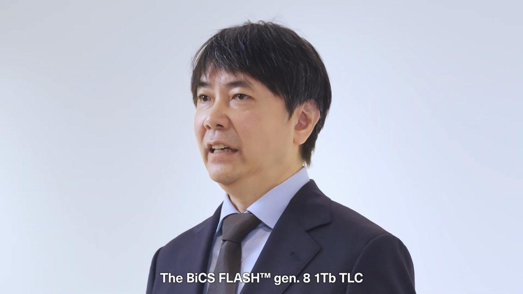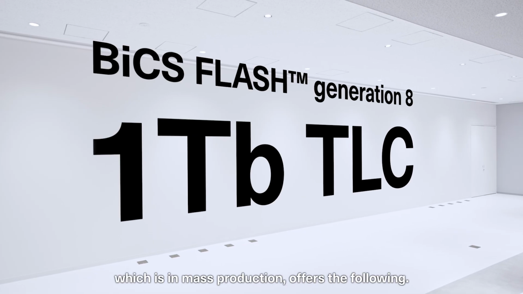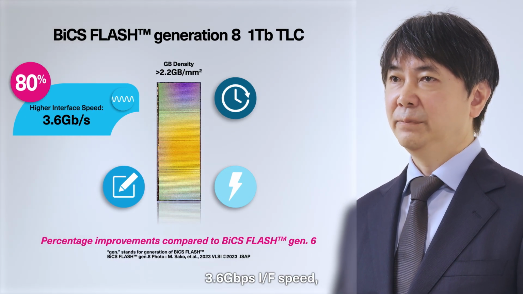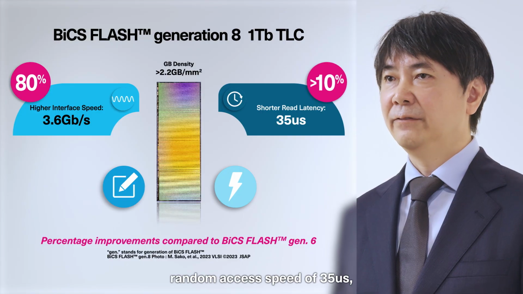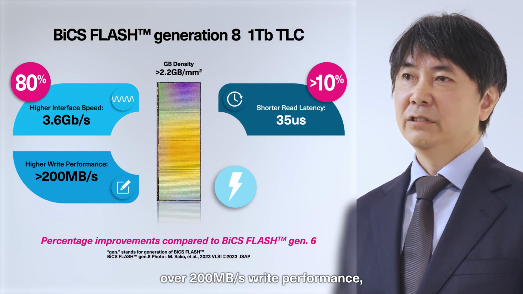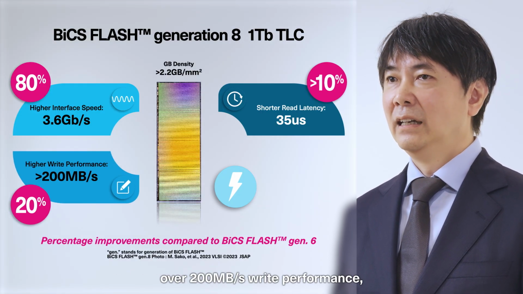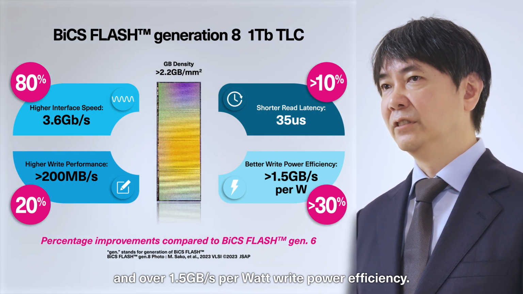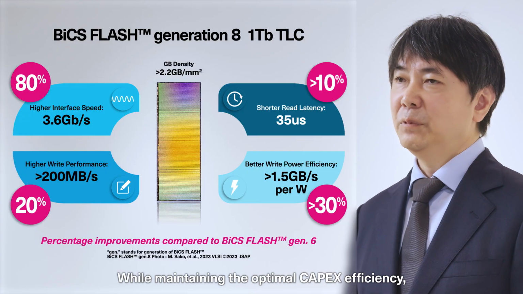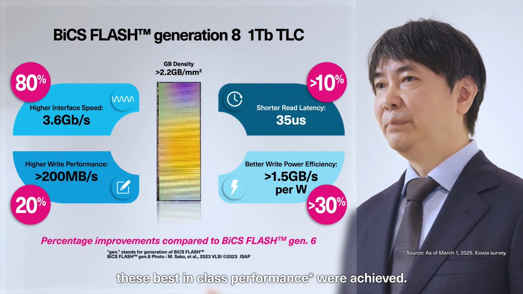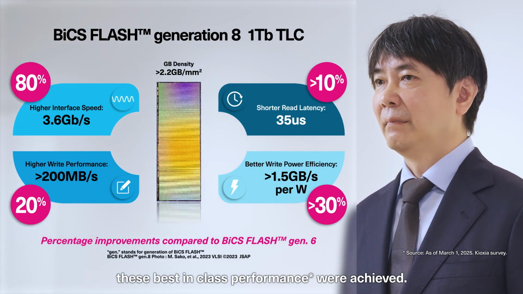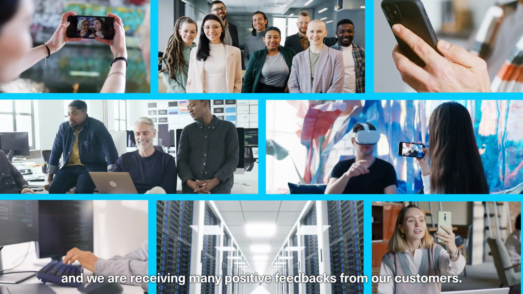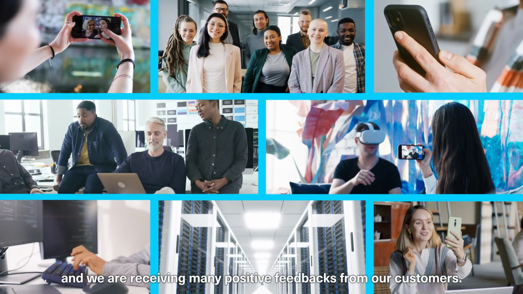The BiCS Flash Gen 8 1TB TLC, which is in mass production, offers the following: 3.6 Gbps interface speed, random access speed of 35 microseconds, over 200 megabyte per second write performance, and over 1.5 gigabyte per second per watt write power efficiency. While maintaining the optimal CAPEX efficiency, these best-in-class performances were achieved. I'd like to say that this is the technology leadership, and we are receiving many positive feedbacks from our customers.